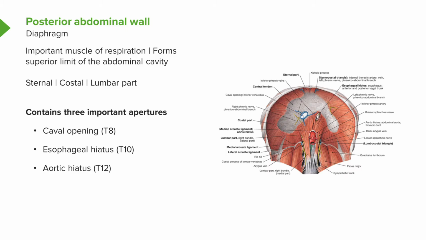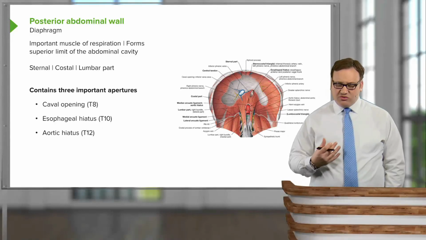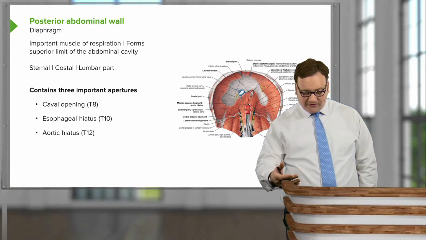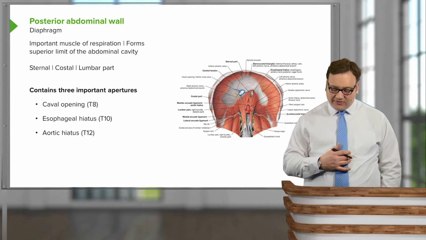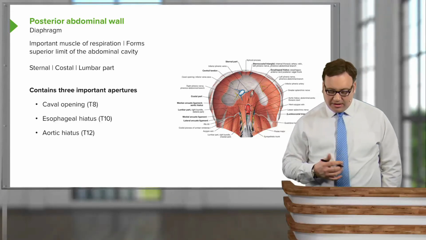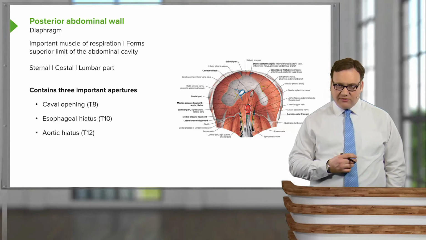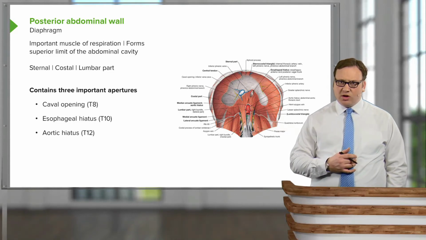You can see the details on the screen: the caval opening, the esophageal hiatus, and the aortic hiatus at T8, T10, and T12. So the diaphragm is really important in respiration, obviously, helps to change the volume of the thoracic cavity, important in breathing, but it's also a significant part of the abdomen's posterior abdominal wall.